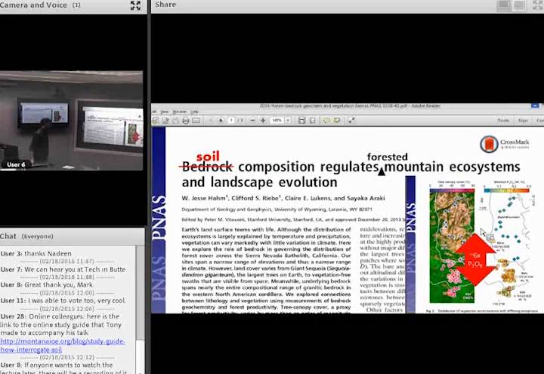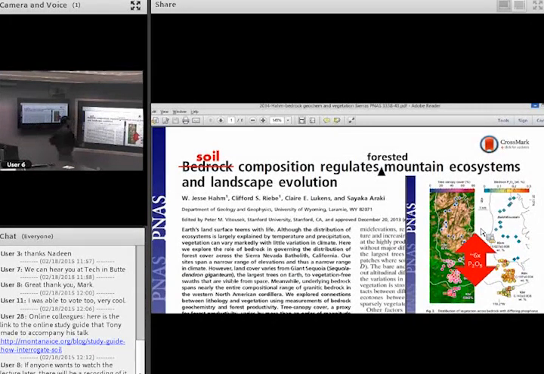People get excited about phosphorus in forests. So this is a big 2020 journal article, PNAS last year, and these guys are like, hey, bedrock composition regulates mountain ecosystems and landscape evolution. Our lab's been chewing on this paper for a while. In fact, the main author has been dressed down by my undergrad, who also went to AG.